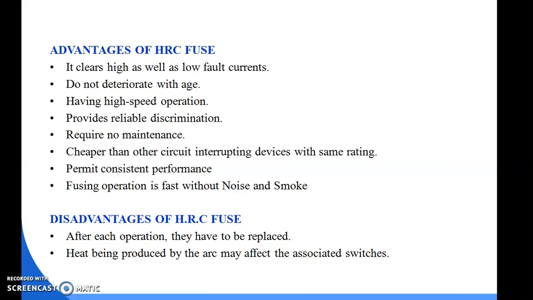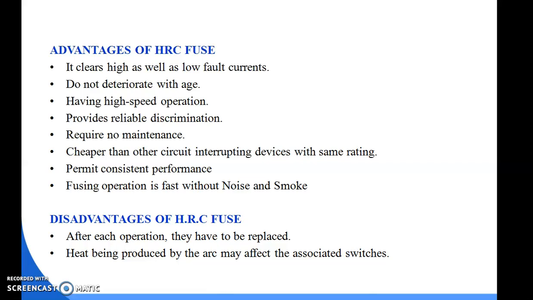This is the important thing. Disadvantages: what are the disadvantages? Every device has its advantages and it has some disadvantages. You have to accept that. So, the disadvantages of the HRC fuse: what is the disadvantage? After each operation it has to be replaced. This is the important thing.